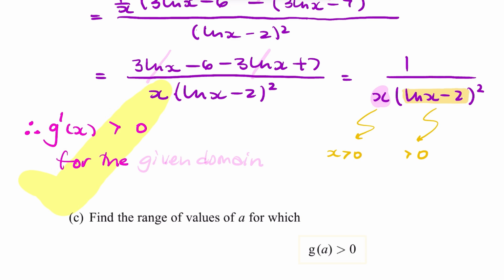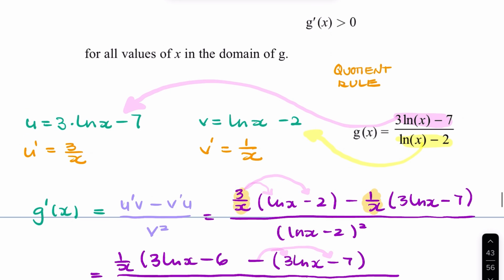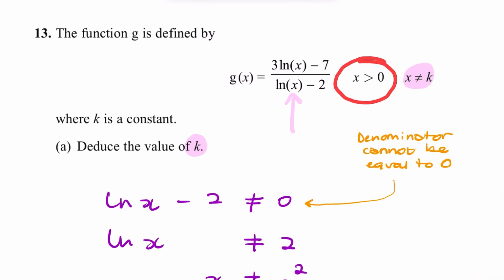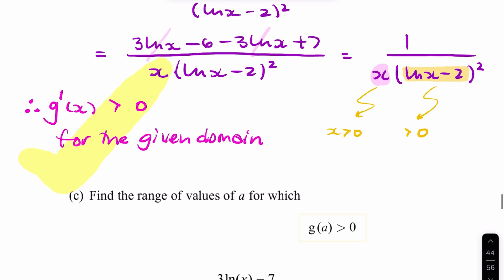for the given domain. Because if the domain was different, it might not be the case. But actually, I don't see how that could be the case, because we're told that x is positive, and it wouldn't have been possible for x to be negative because you can't take a log of a negative number. So I think that's all we need for this part of the question.